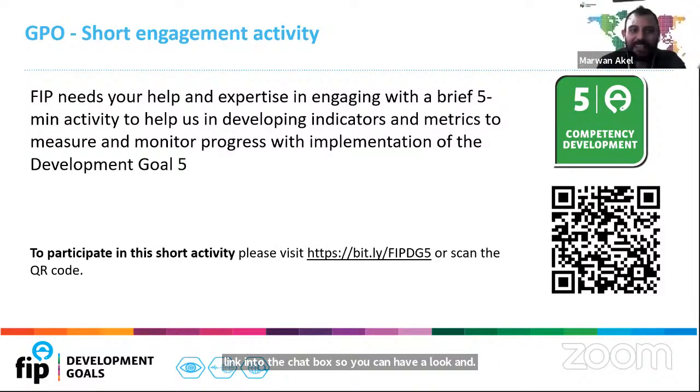Thank you, Chris, and we would like all our participants to give us just a few minutes in order to scan the code or to click on the link in order to try to have indicators for DG5. We would like also moderators and speakers of this session to be part of this activity. We would go to the next slide, please.